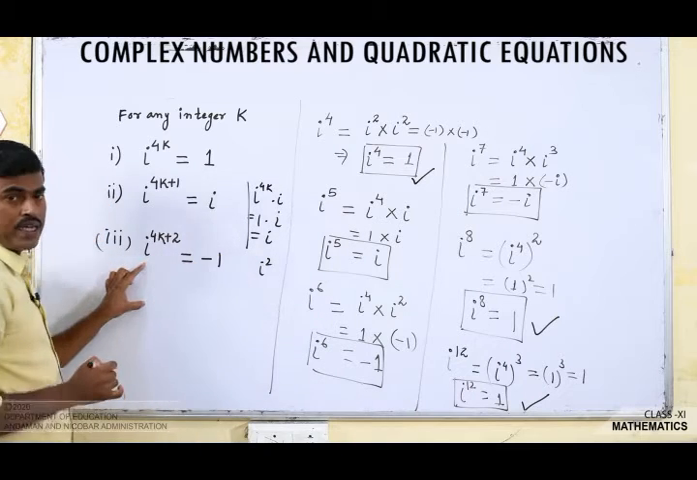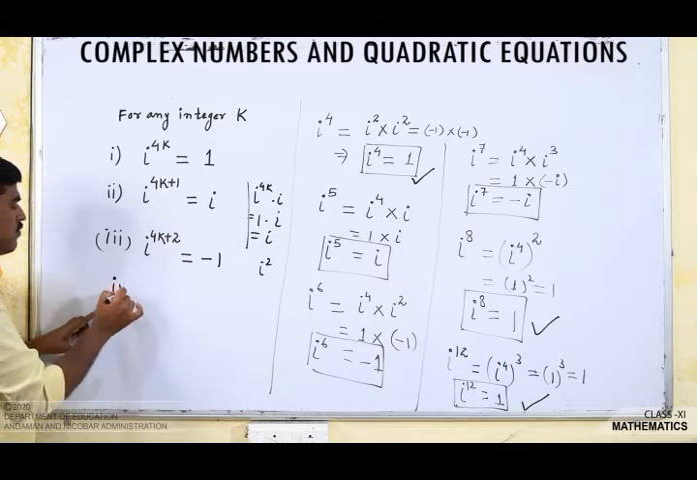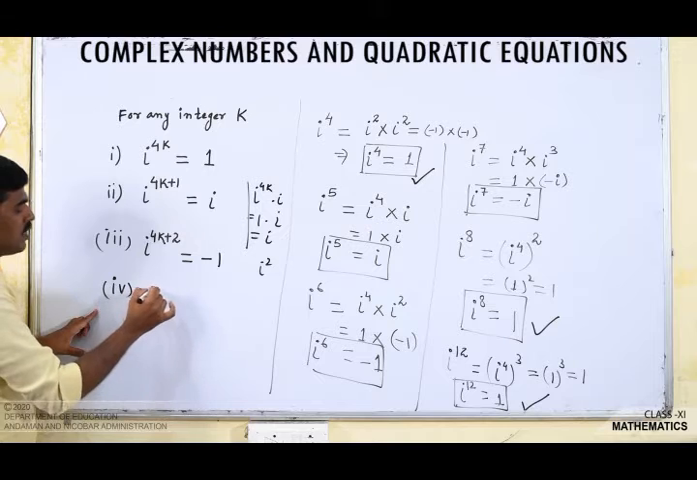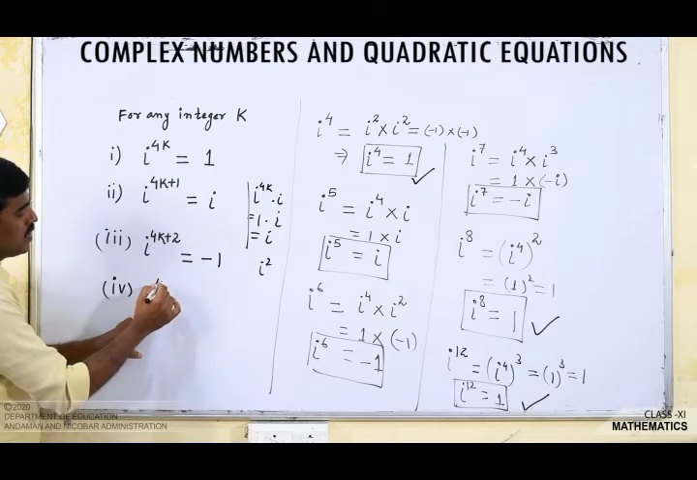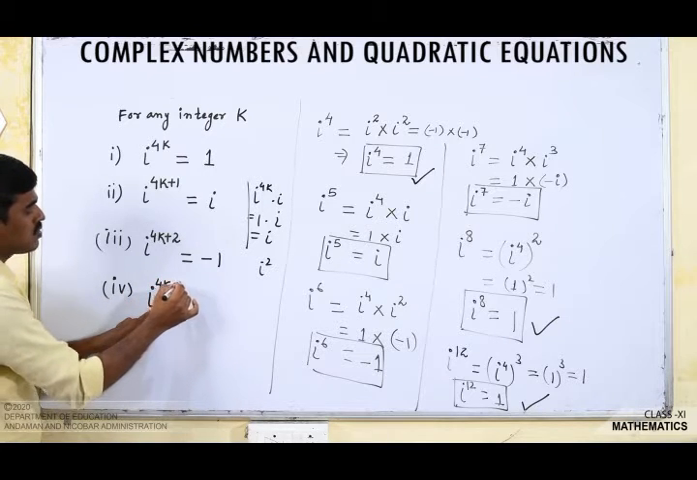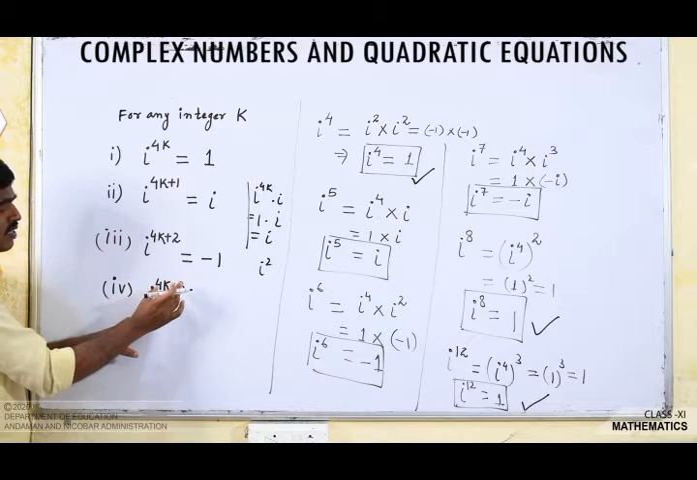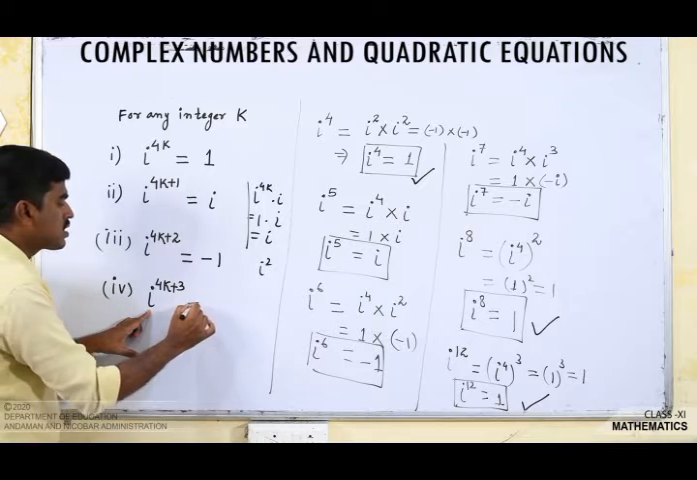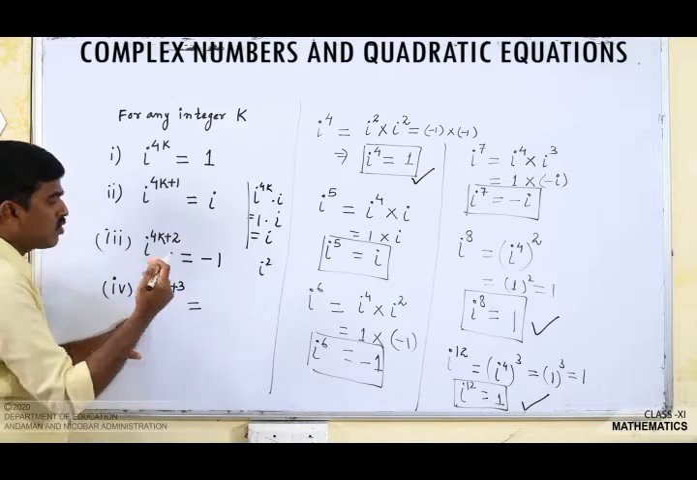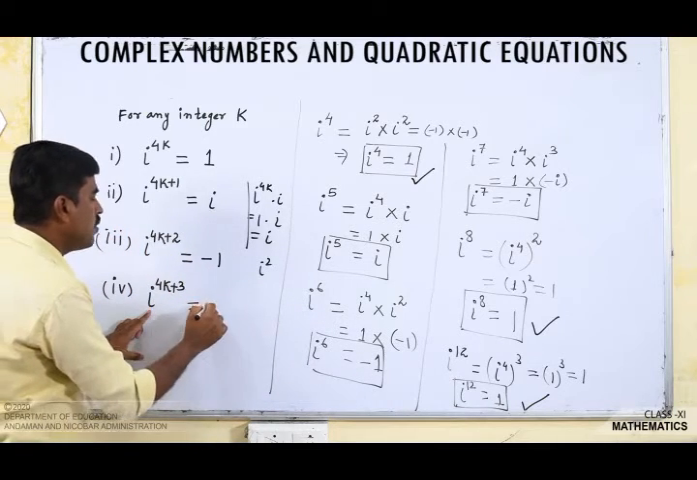That is minus 1. So number 4, if the exponent of this i is of the form 4k plus 3, and if we divide this number 4k plus 3 by 4, then we will get the remainder 3. So in this case this value is equal to i cube. So what is the value of i cube? That is equal to minus i.